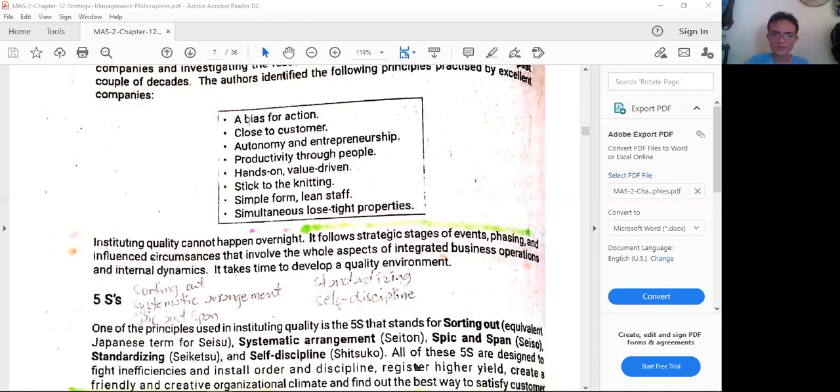So a bias for action, meaning the action is geared towards customer satisfaction, to be close to the customer, autonomy and entrepreneurship. So independent and being a businessman. And on top of a businessman, service provider, productivity through people, hands-on, value-driven, stick to the meeting, to whatever process there is, simple form, lean staff. So like, it's simple, it's limited, it's easier to digest, and simultaneous loose-tight properties.